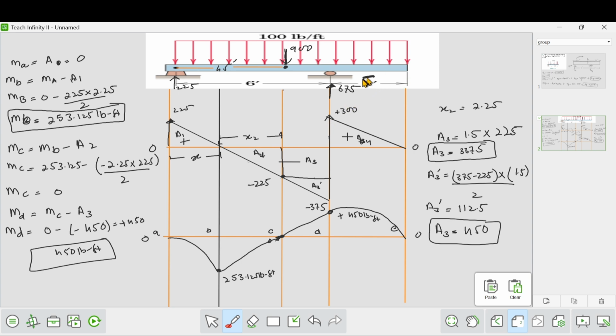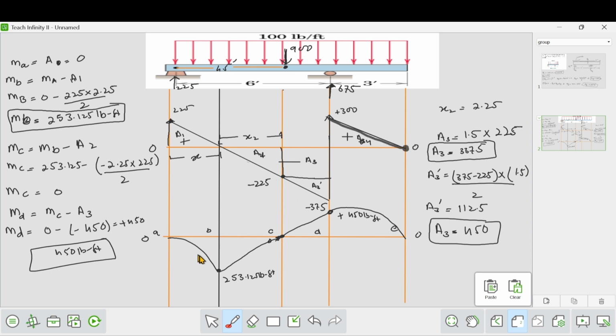Then this 3 feet multiplied by 100, which is the UDL. So 3 multiplied by 100 is in the downward direction. So this 300 will be negative and the other 300 will be positive. They will cancel with each other, so it will become 0. Okay, so we have found the shear force.